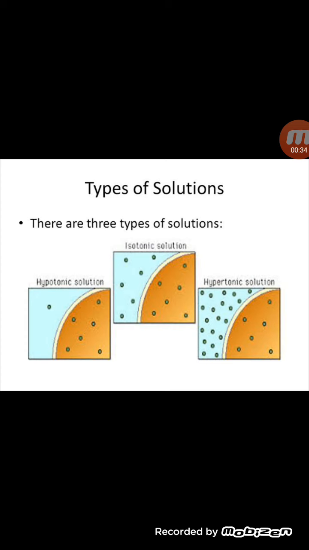In case of isotonic, you can see on both the sides the green molecules, that is the molecules of the solute, they are almost evenly distributed, and they are in the same number. So there is no net movement of water which takes place. In case of hypertonic solution, the cell is having low concentration of solute, while the outside environment or the solution which is outside the cell is having more amount of solute concentration.